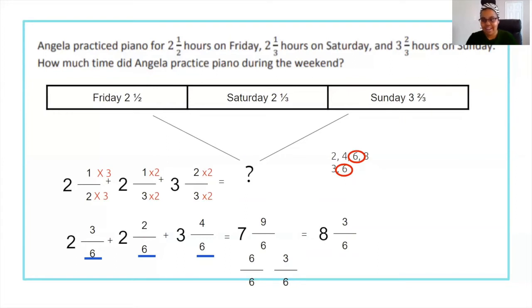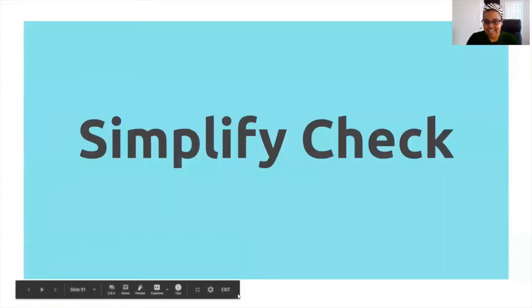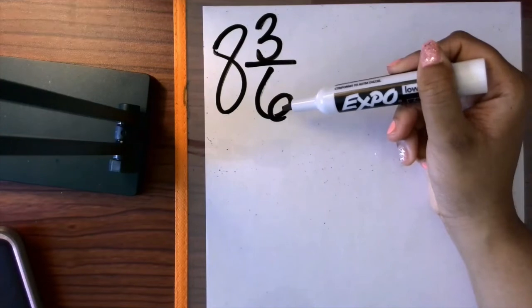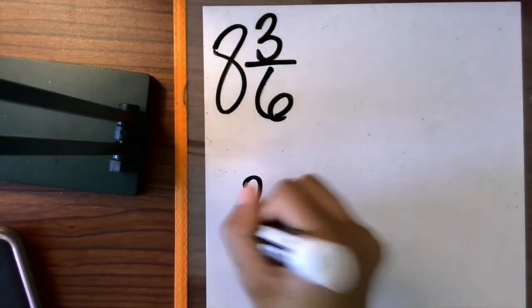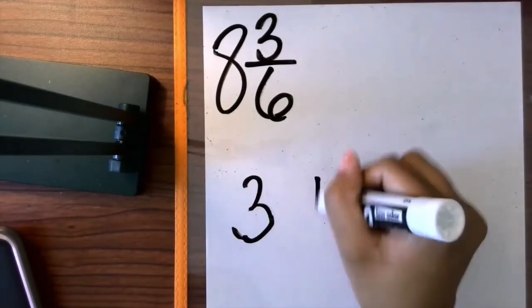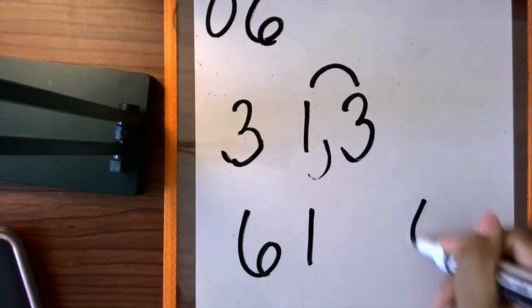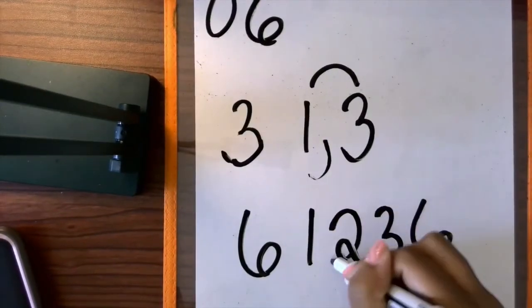So it's time for another simplify check. Let's check and see. I'm now checking to see if I can simplify or reduce 8 3/6 any further. Well, to do this, I need to find the greatest common factor of 3 and 6. I'm first going to list my factors for 3, which are 1 and 3. Next, I'm going to list my factors for 6, which are 1 and 6, 2 and 3.